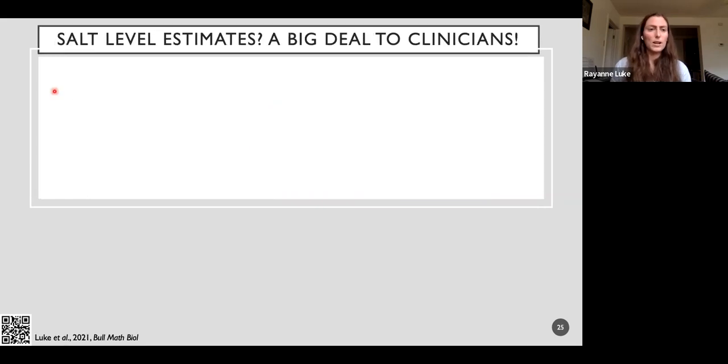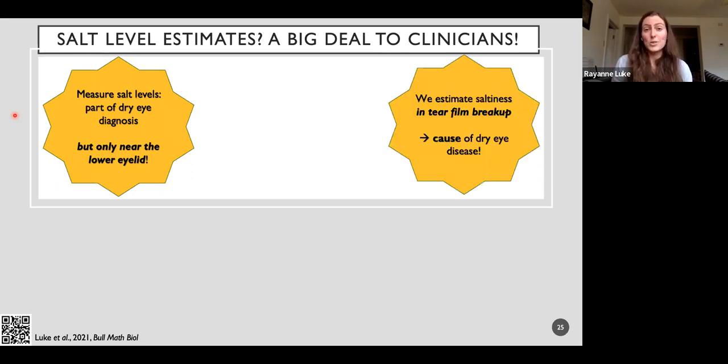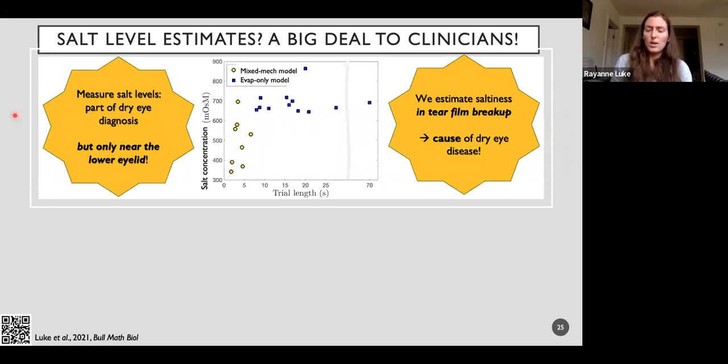And one final thing we look at that is very important to clinicians is the saltiness or the osmolarity. This is very important because it is part of the dry eye diagnosis, but they're only able to measure the salt levels near the lower eyelid. Wouldn't it be nice to have a way to estimate salt levels in tear film breakup, since tear film breakup characterizes dry eye disease? We can do this with the models.